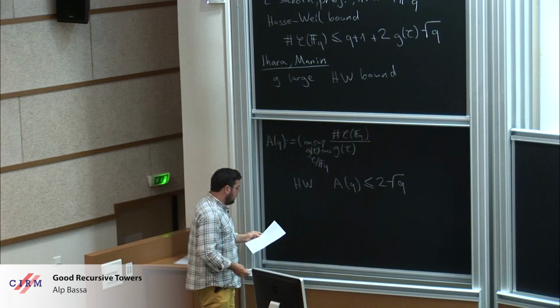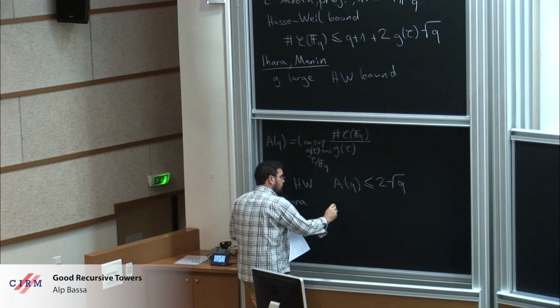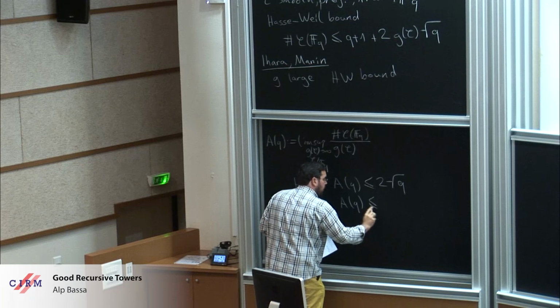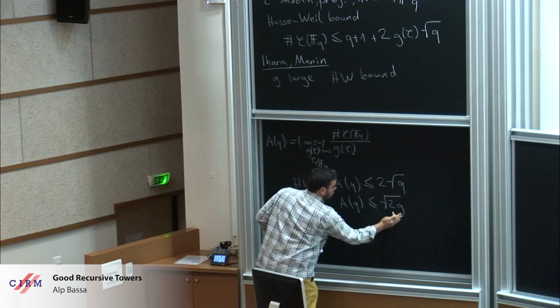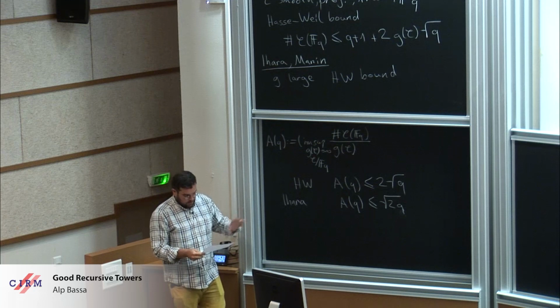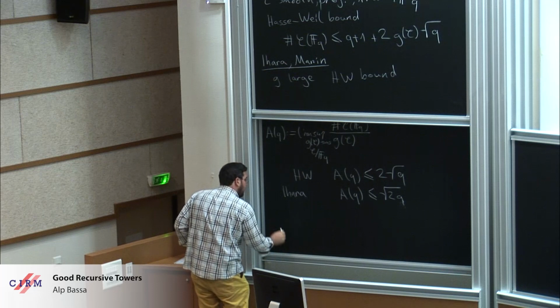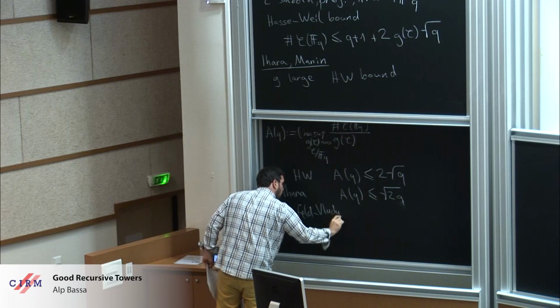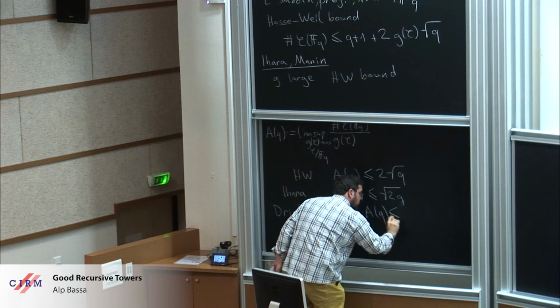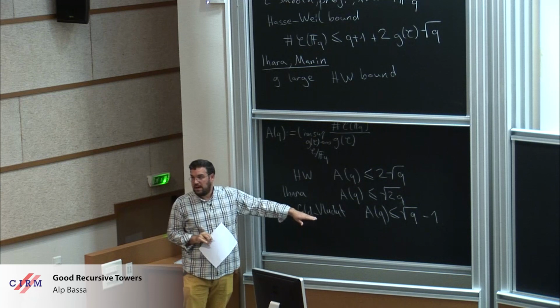So if you look at what Ihara's result would give you, it would give you roughly an improvement of order square root of 2. So A(q) can be roughly upper bounded by the square root of 2q. That's a bit better, but just to give you an idea of the order of magnitude. And then the ideas of Ihara were developed by Drinfeld and by Vladut, and they have shown that in general A(q) can always be upper bounded by the square root of q minus 1. And as of today, this is still the best known upper bound we have for this quantity A(q).